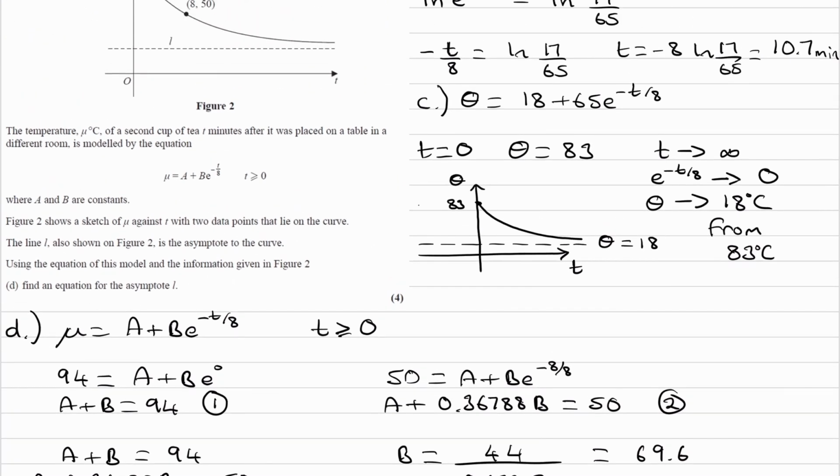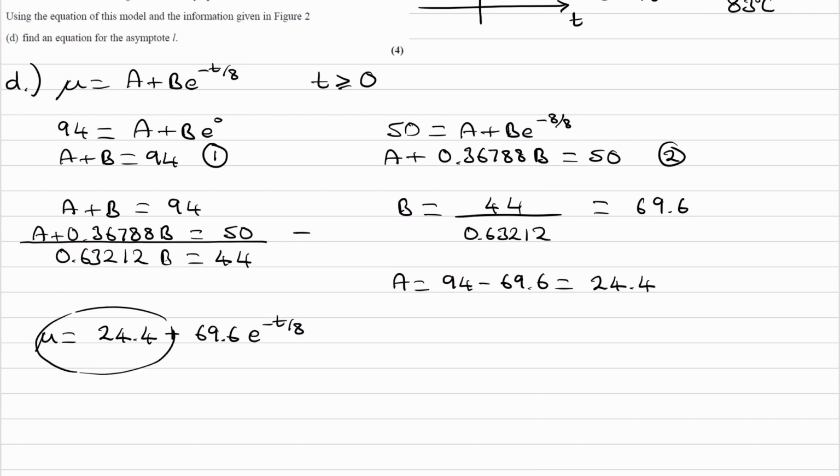And then if you think about what we did in the previous part, if we're adding 18, our asymptote becomes theta is equal to 18. So in this case, we're adding 24.4. Our asymptote then becomes mu is equal to 24.4. And that is our answer.